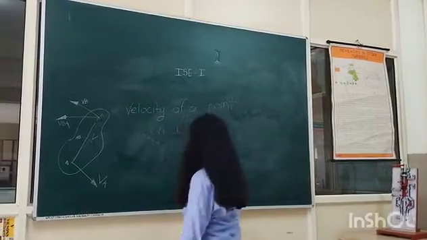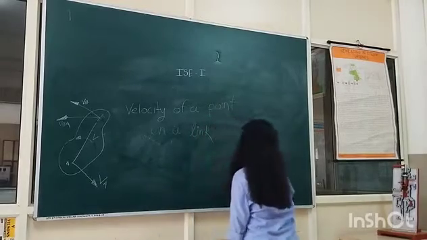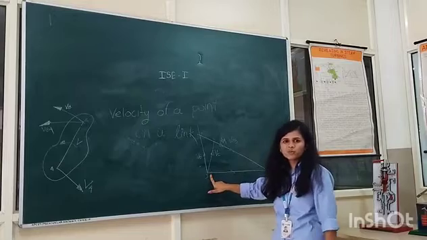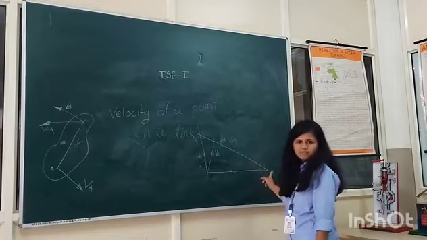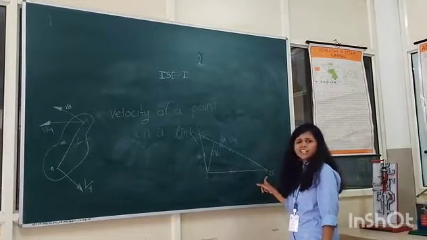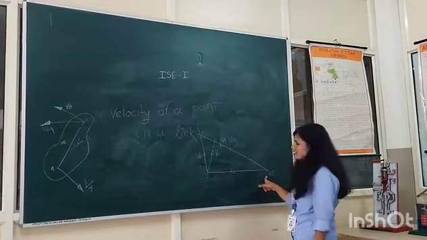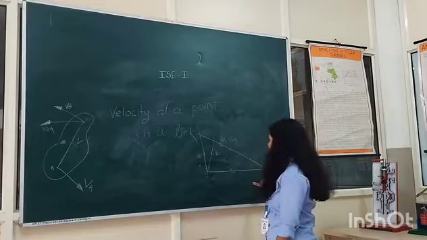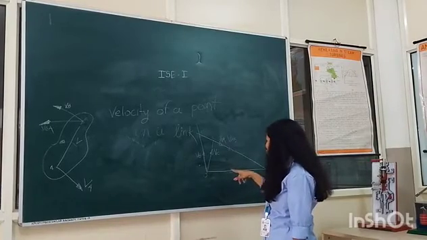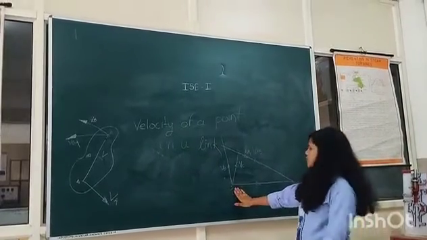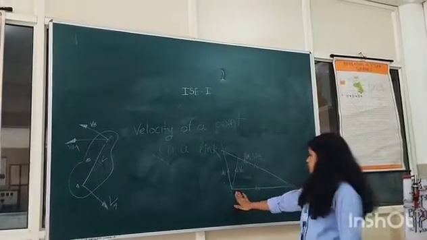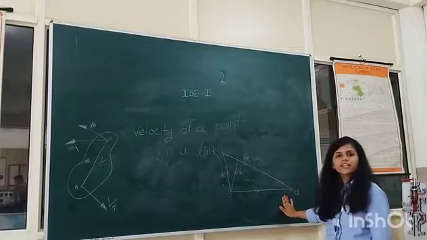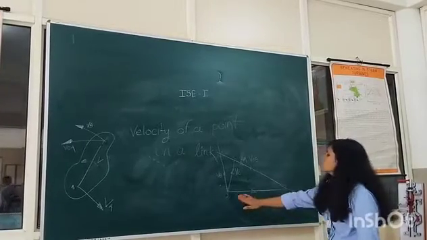First one, take one convenient point O. Through point O, draw a parallel vector OA equal to VA to some suitable scale.